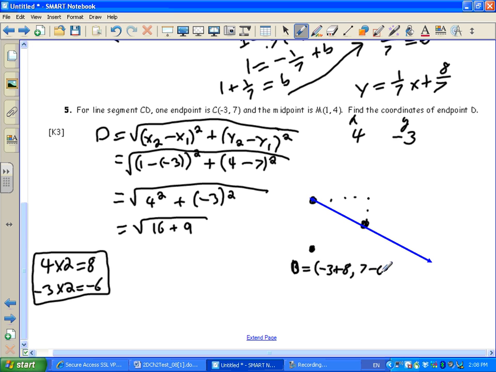So this is going to give us our new coordinate. We took the endpoint C and we just added those distances. So negative 3 plus 8 is 5, and 7 minus 6 is 1. So the coordinate of point D is 5, 1.